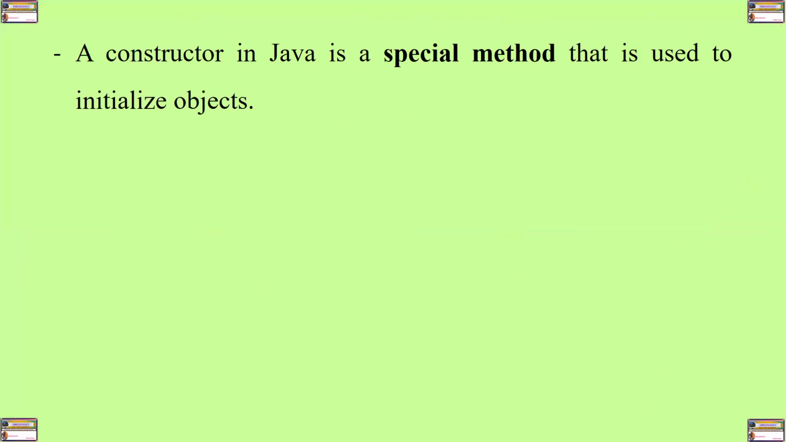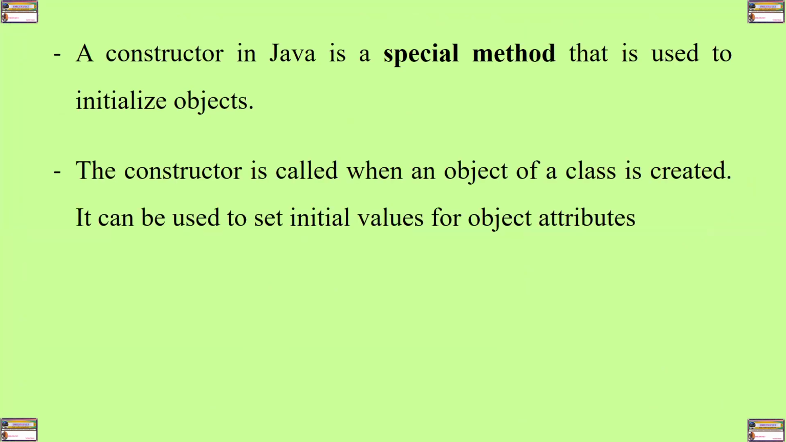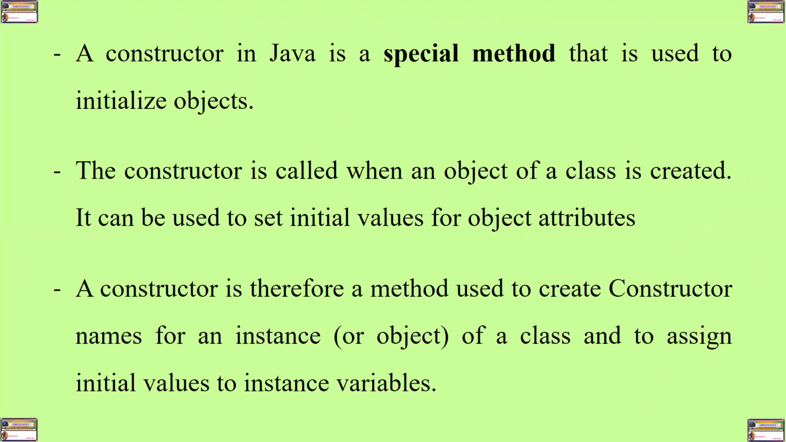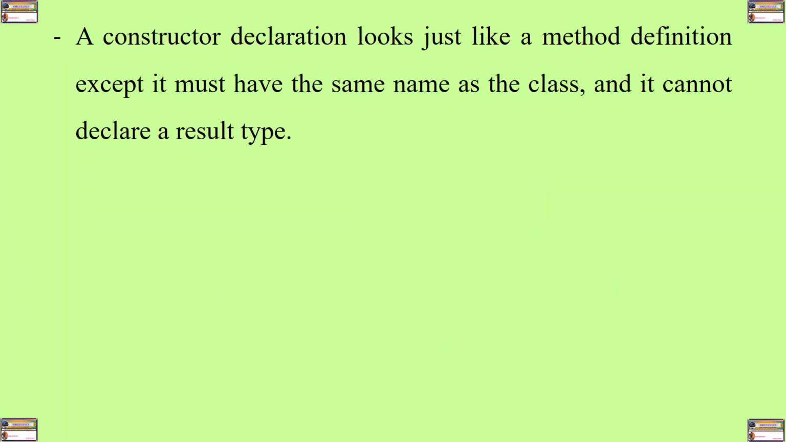A constructor in Java is a special method that is used to initialize objects. The constructor is called when an object of a class is created. It can be used to set initial values for object attributes. A constructor is therefore a method that is used to create an instance or object of a class and to assign initial values to instance variables.